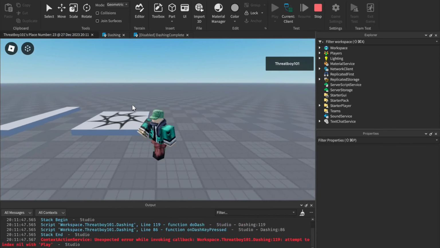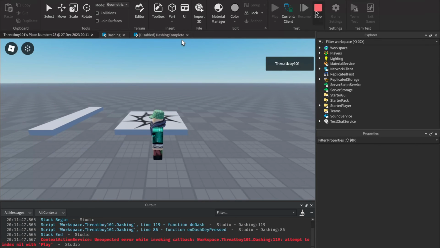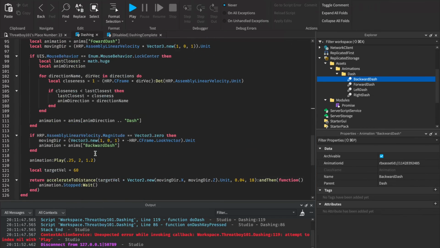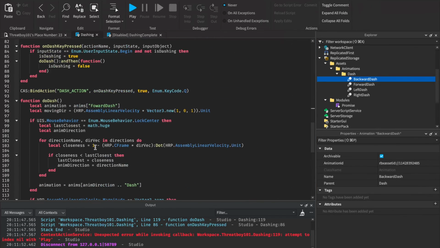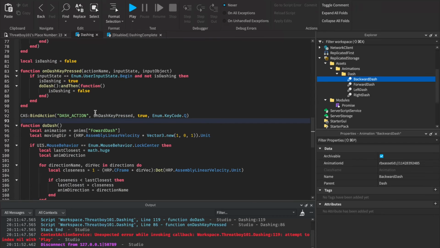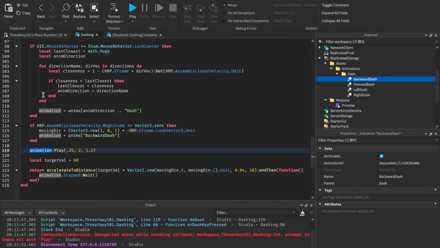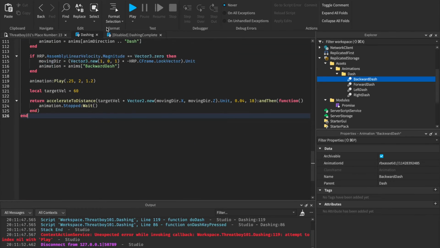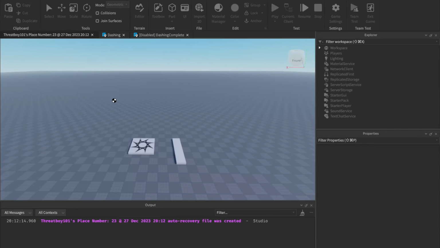Okay, we got an error. Attempt to index nil with play. Context action service. So our animation might be nil. Oh, we put forward, yeah, I spelled it wrong. That should be correct. Go ahead and play.